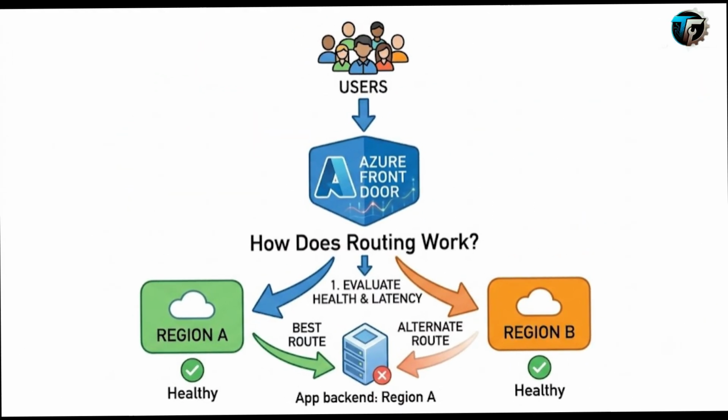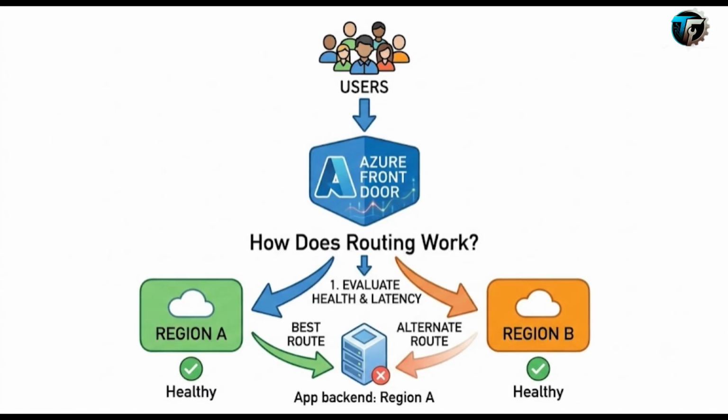Now let's understand the basic routing concept. Front Door receives the user's request. It evaluates the configured routing and backend health information. Based on the architecture and routing configuration, traffic can be directed to an appropriate backend. This becomes extremely useful when our application is deployed across multiple regions.